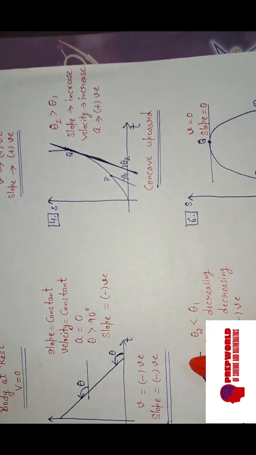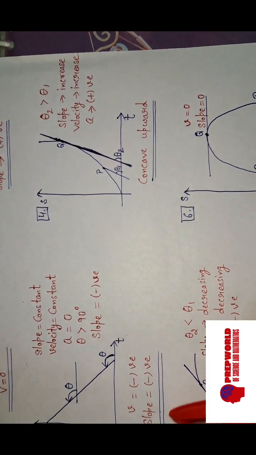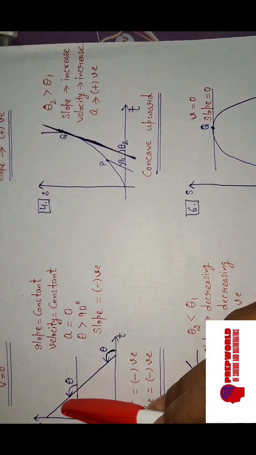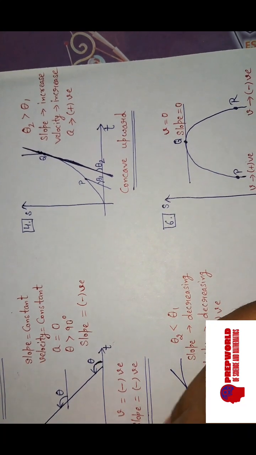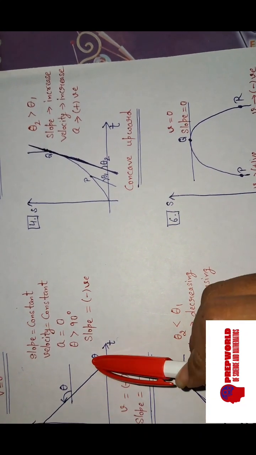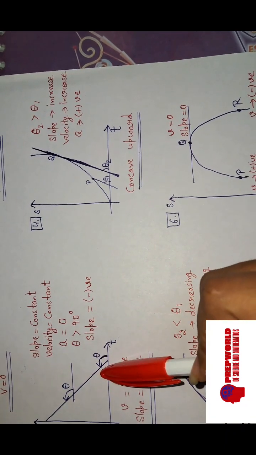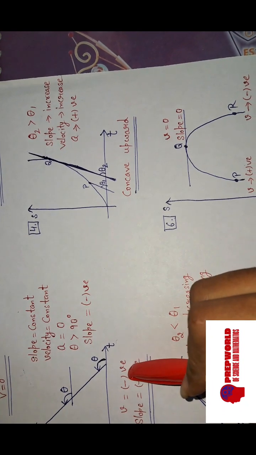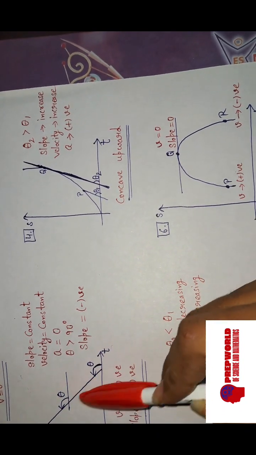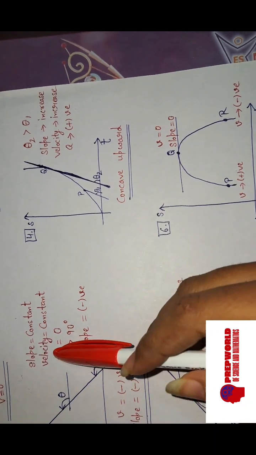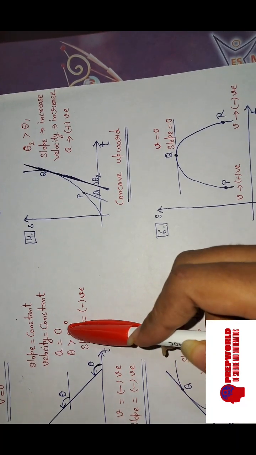Now the third graph is S versus T with a decreasing slope. If the slope is decreasing, then velocity will be negative. This is the S versus T graph with negative velocity. Here the slope will be constant and velocity will also be constant, but with a decreasing slope. So theta should be greater than 90 degrees. If velocity is constant, then acceleration here also will be 0.